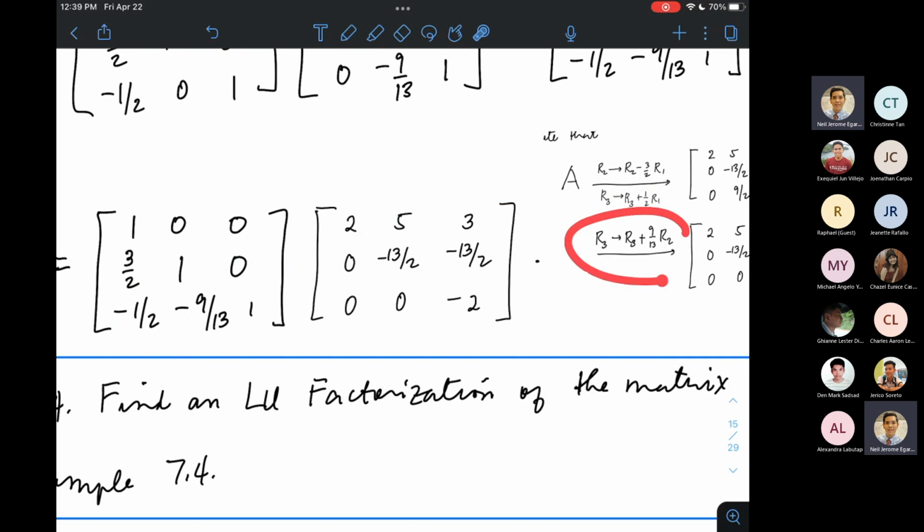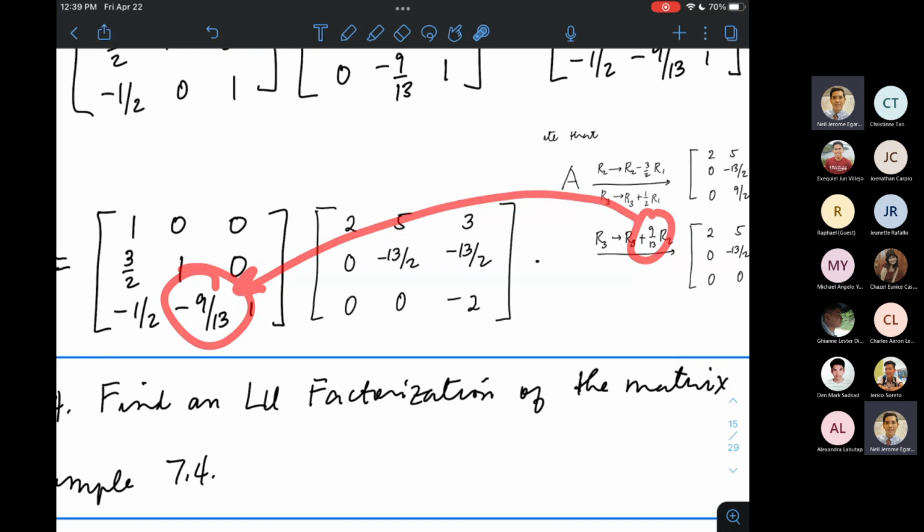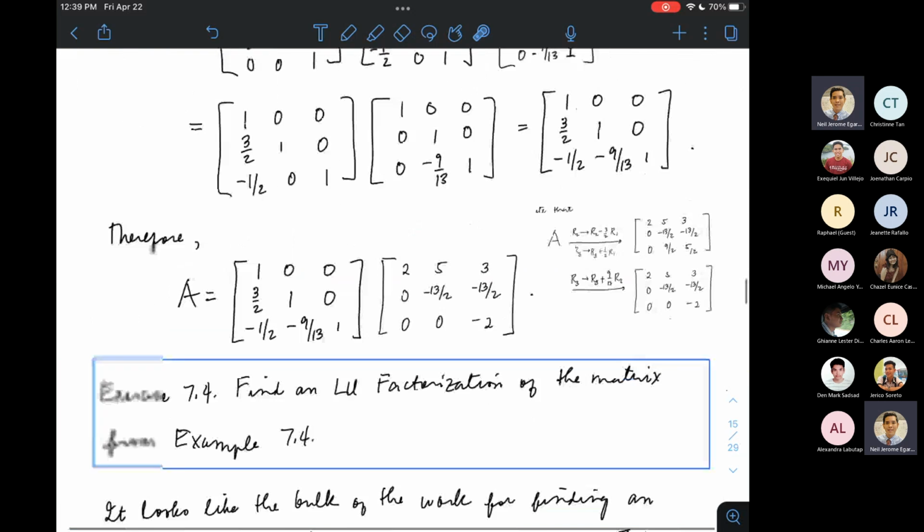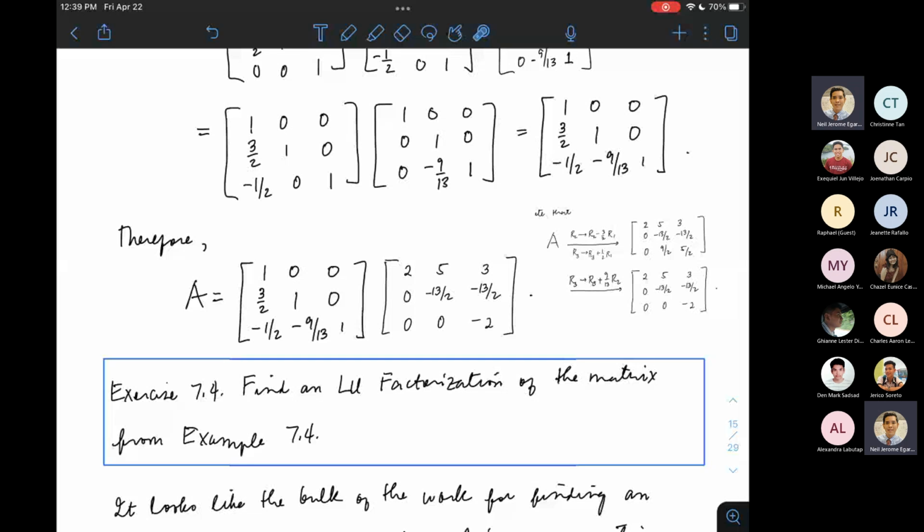And then lastly, you can guess that the entry on the third row, second column of the matrix L will be equal to -9/13. Okay? So ganon, yung shortcut nung pagkuha nung LU factorization. Alright? Is that okay? Any questions so far? Yan yung gagawin niyo sa Exer. So magtanong na kayo ngayon kung may problema.